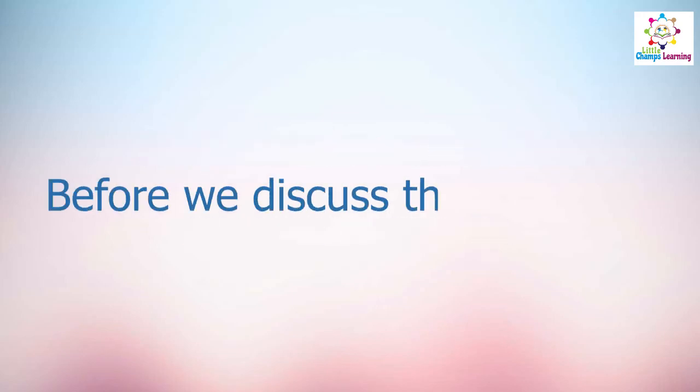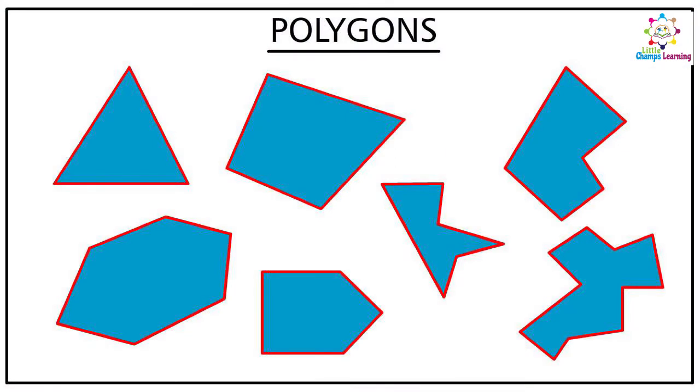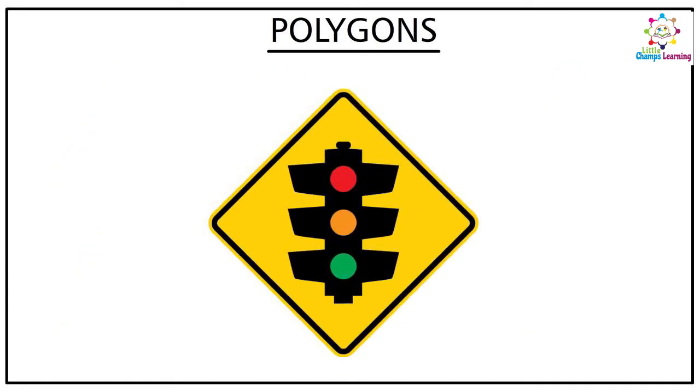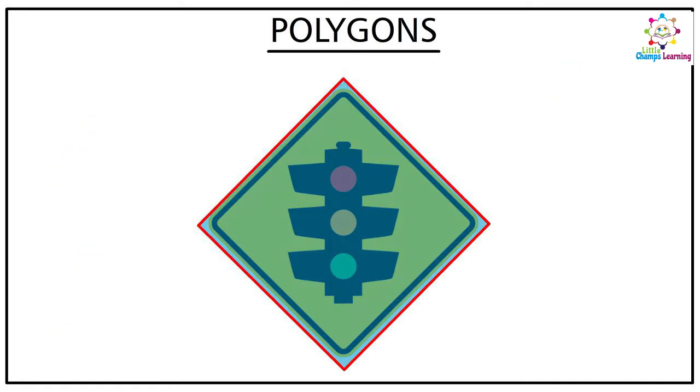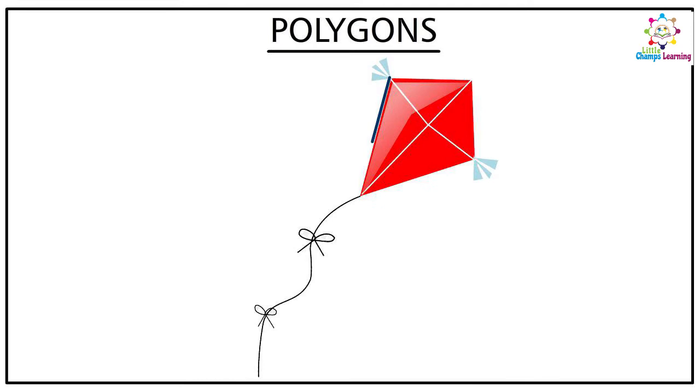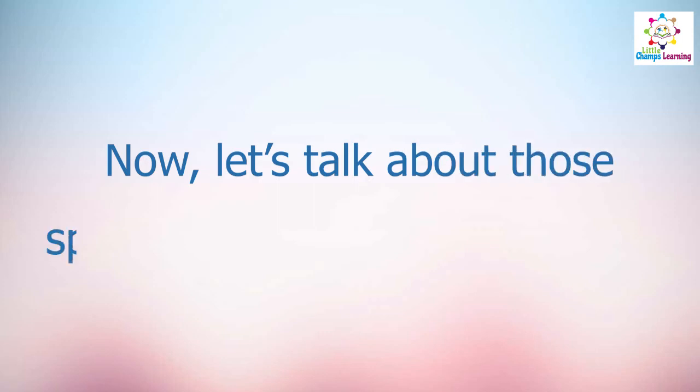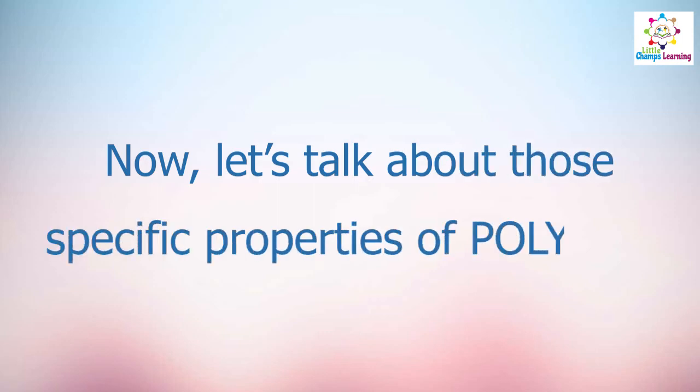Before we discuss the properties, let's look at this picture. In this picture, you can see polygons everywhere. This signboard is in the form of a polygon. You can see the kite flying high in the sky is also a polygon. Now, let's talk about those specific properties of polygons.